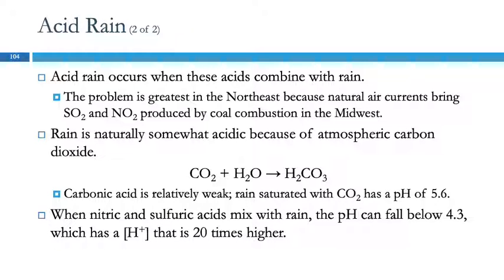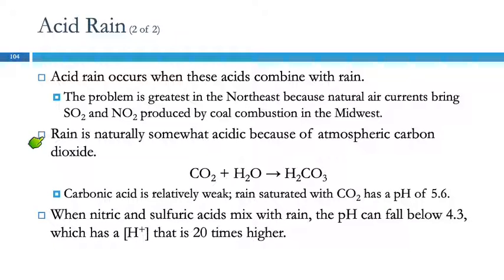It's really interesting how the problem of acid rain is different depending on different parts of the country. So it's the biggest problem in the Northeast, in New England, because natural air currents bring the SO2 and NO2 that are formed by coal combustion in the Midwest, and they blow it to the east. So they're getting more of this, the acid, right?